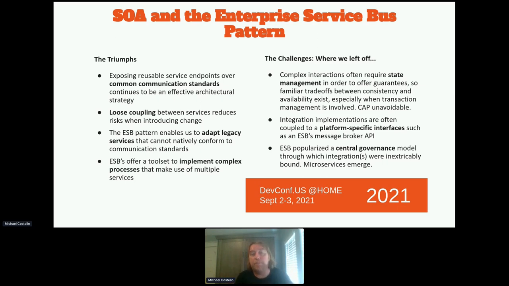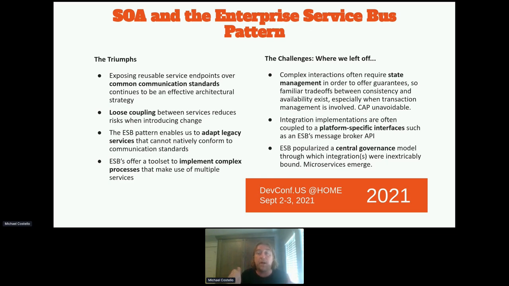Unfortunately, this did present some new challenges to us. We still had complex interactions that required state management. As we're no longer sitting there in the same runtime, we started to have trade-offs between consistency, availability, and partitioning of our data, right? CAP theorem still definitely applied, and quite frankly, CAP theorem becomes more difficult in a distributed context.